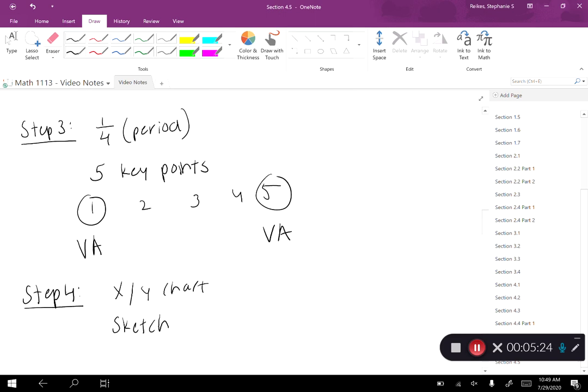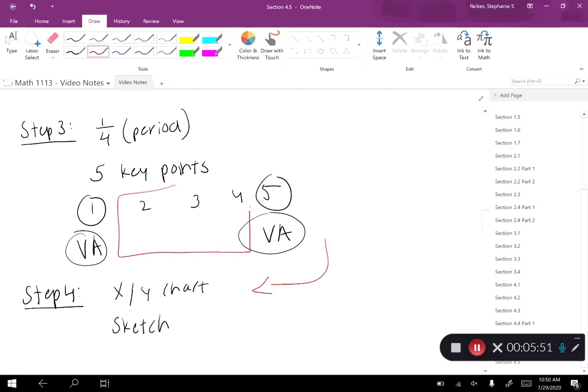Step 3, again, very similar, just 1/4 times the period. Again, we're kind of looking for those 5 key points. But if you think about it, if we have our 5 key points, that first key point and that last key point are actually your vertical asymptotes. So when we go and really do our XY chart in step 4, you only need to calculate 3 points, and those are the 3 middle key points.